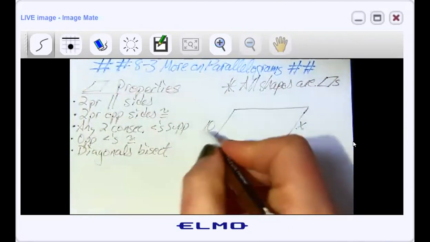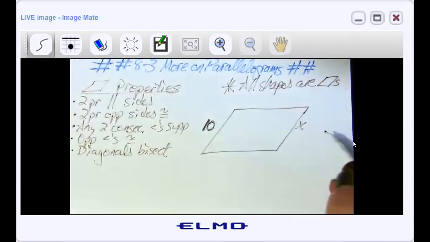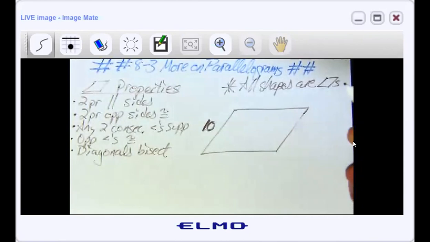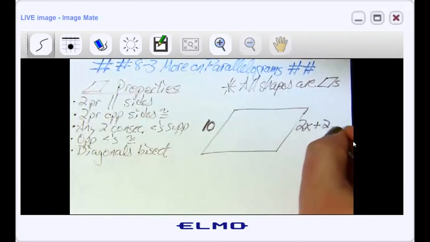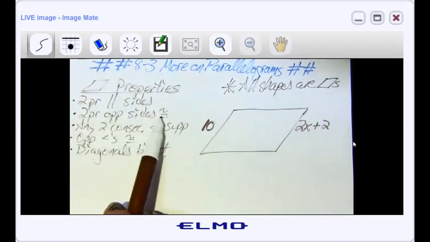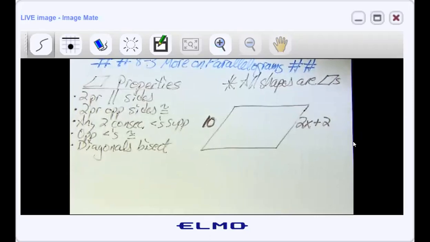Well, today we're going to mix it up a little bit. We are not just going to have them be straight numbers. I'm going to give you some expression for this side. So instead of just being x, maybe I do something like 2x plus 2, and you now need to solve for x. Well, if you know that the two pairs of opposite sides are congruent, that means that my equation is just going to be 10 equals this, and then I just solve that equation. That's not bad, right? So take a second, solve for x for me in this.